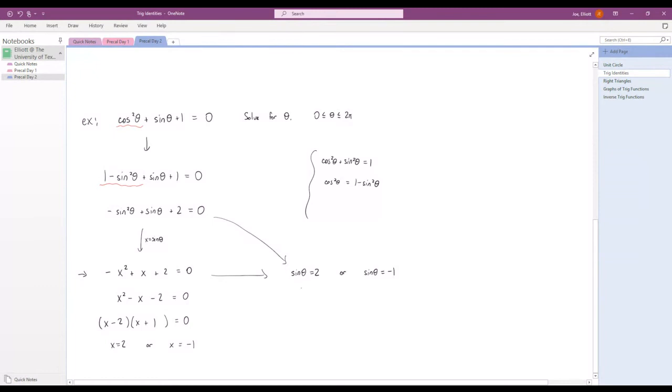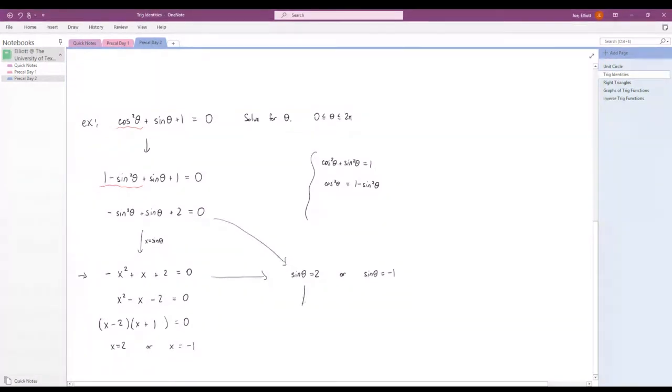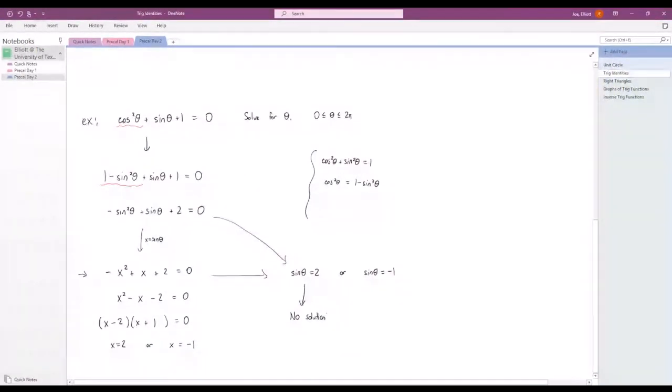So now that we have these two equations, we have to use our knowledge of the sine function to figure out what the answers are. This equation, sine theta equals 2, has no solution. Why does this have no solution? Who can see why this equation has no solution?